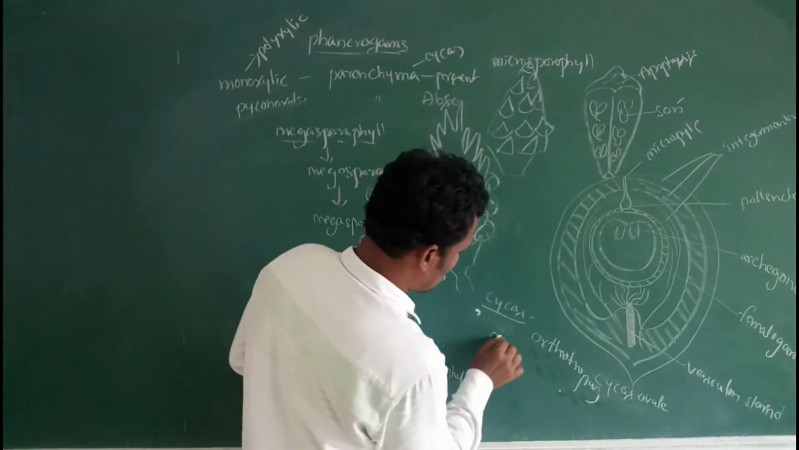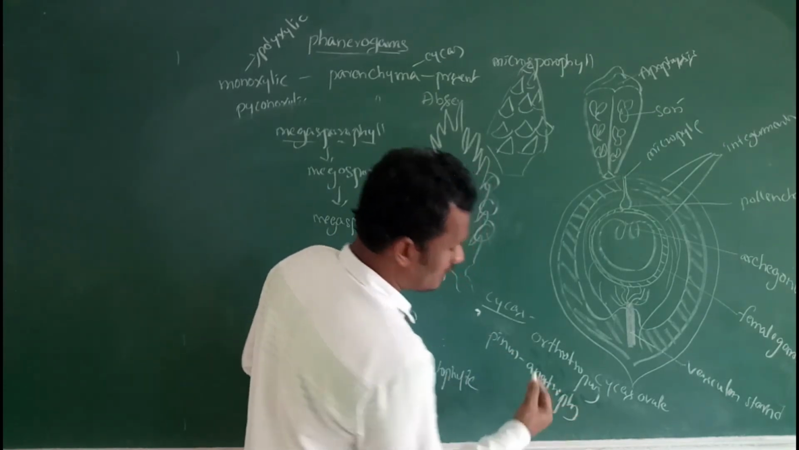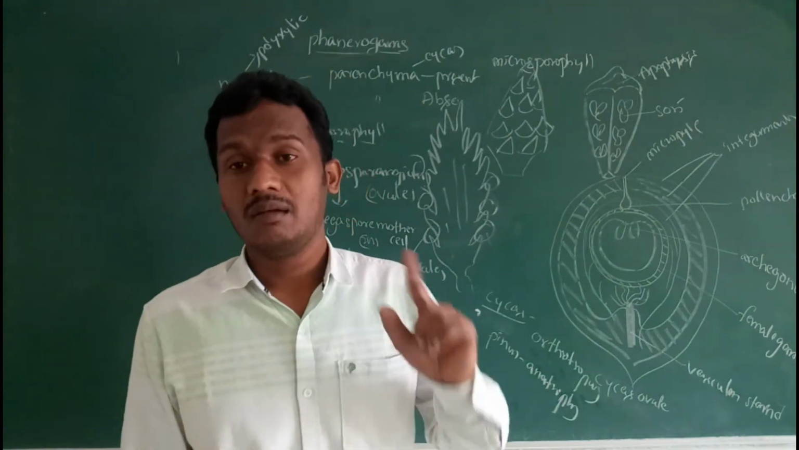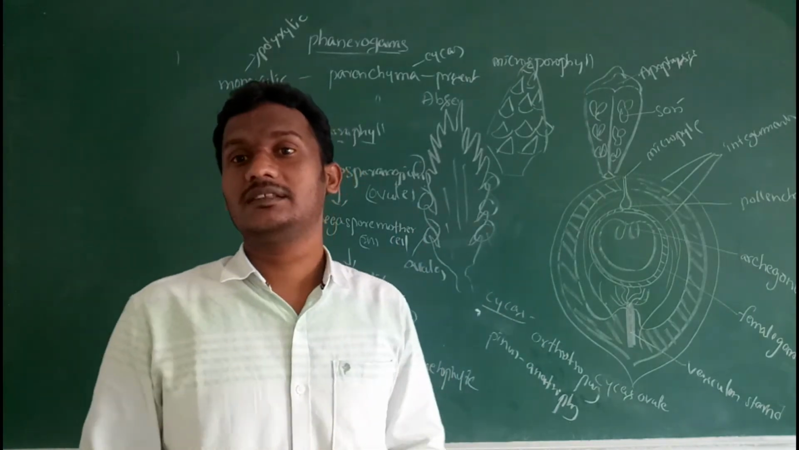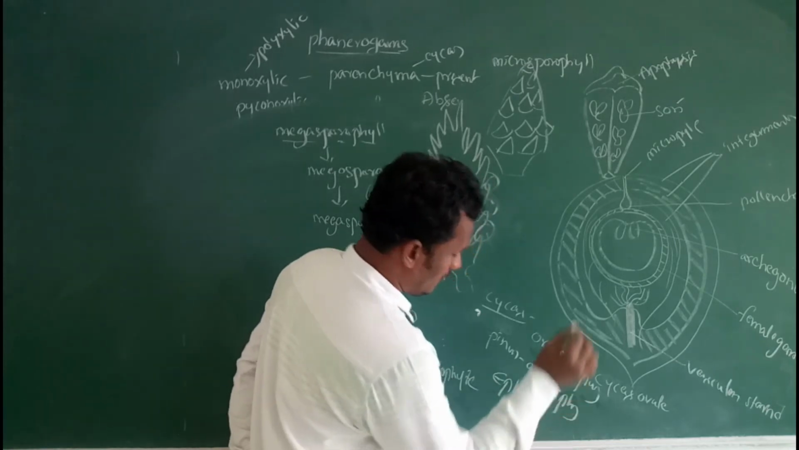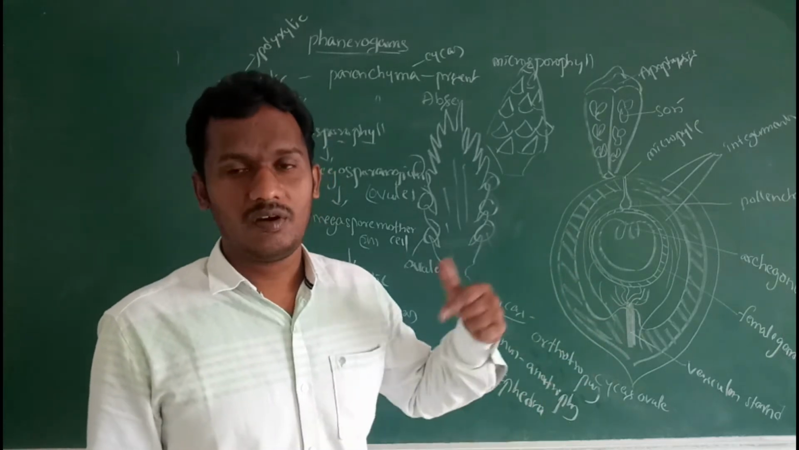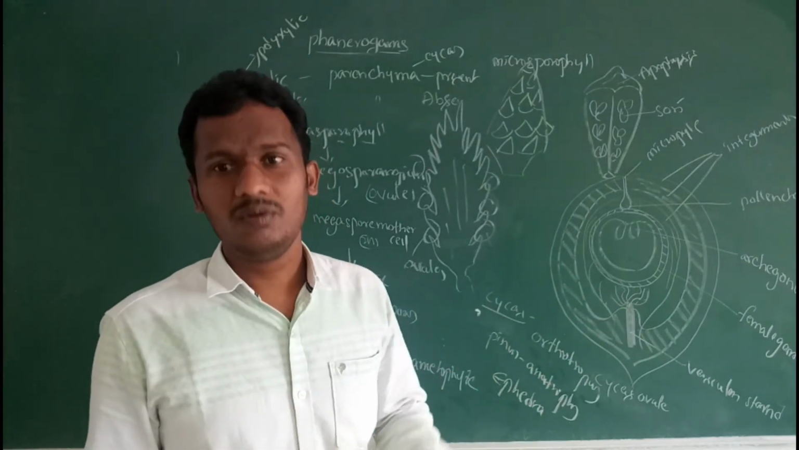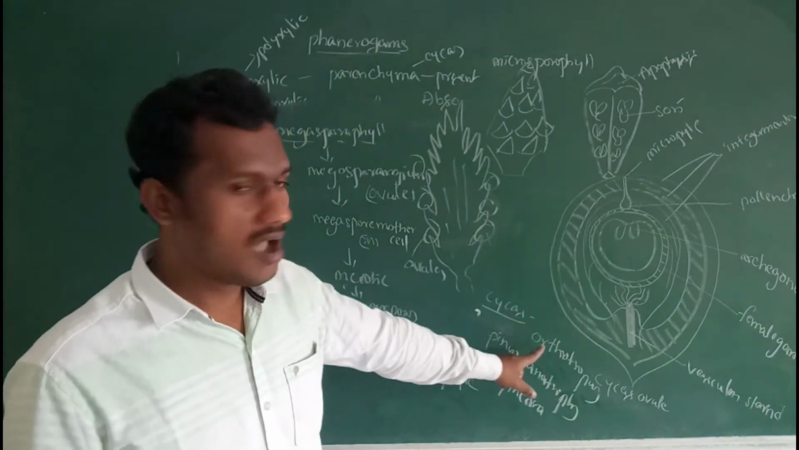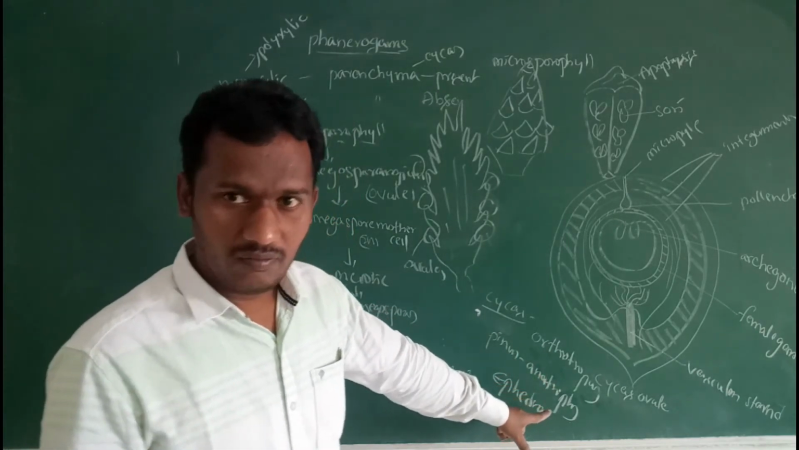In Pinus, an anatropous, inverted ovule is present. But the largest archegonium is present in Ephedra. Largest ovule, largest egg cell, largest male cone, largest sperm in Cycas. In Cycas, the ovule is orthotropous. In Pinus, the ovule is anatropous.